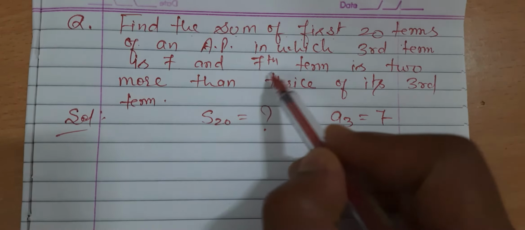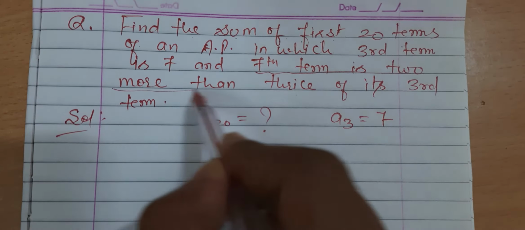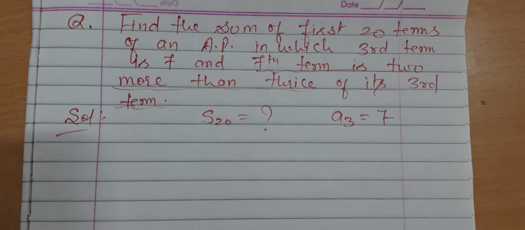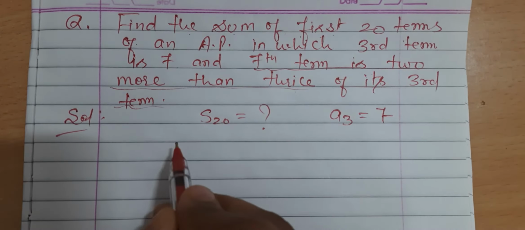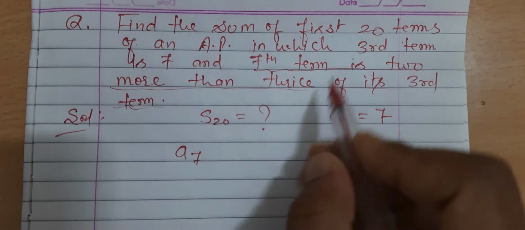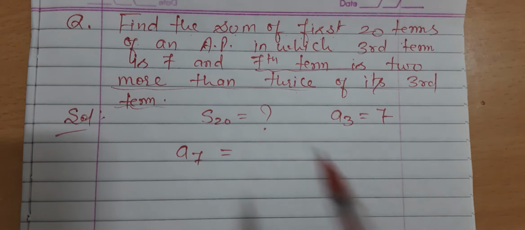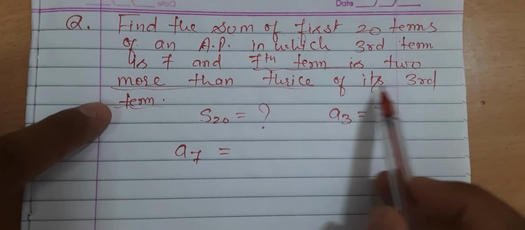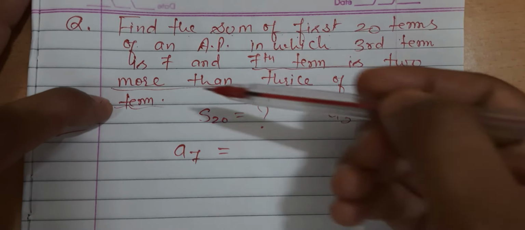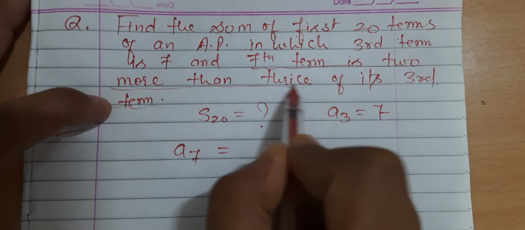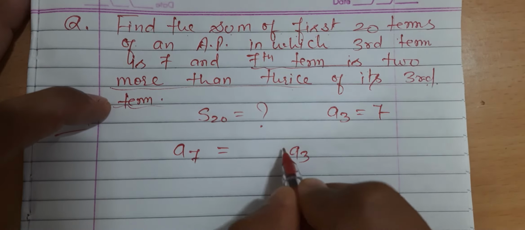Now how to write this line mathematically? There is a trick, and the trick is that you always read in the reverse order. Seventh term means A7. So the seventh term is equal to 2 more than thrice its third term. So we'll read in the reverse direction. Third term means A3. Thrice its third term, thrice means 3 times.